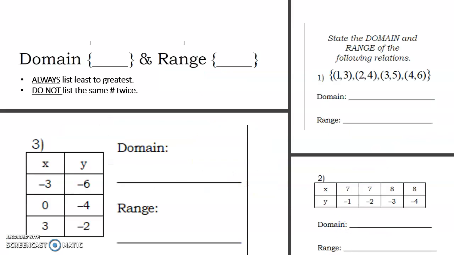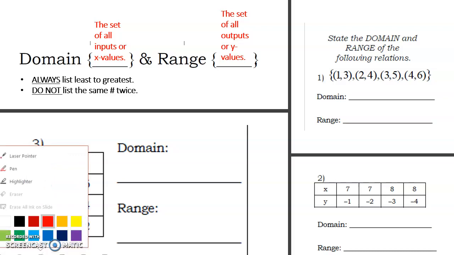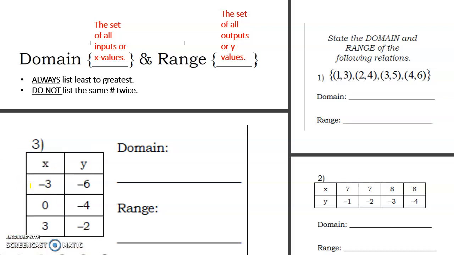So the first thing we're going to look at is, again, the definition of domain and range. So domain is the set of all inputs or X values, and range is the set of all outputs or Y values. Very important with domain and range, and I highly recommend you put this in your notebook, is that you always list least to greatest, and you do not list the same number twice.